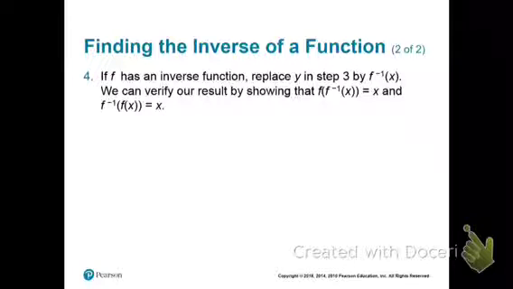And then step 4 says that once we solve for y, instead of writing it as y equals, we're going to change it back into notation. We're going to put the inverse of f of x equals. And then we can verify our result by showing that their compositions work out to equal x when we do it both ways, just like what we did in example 1.